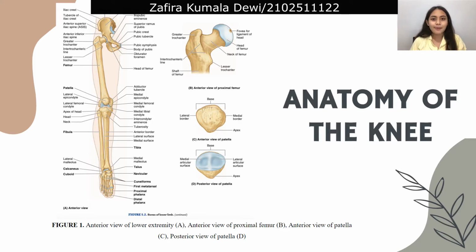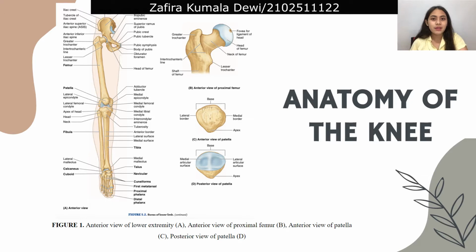Next, patella. Patella or kneecap is a triangular shaped bone, or it is usually referred to as a sesamoid bone. As you can see in the PowerPoint figure 1C, it shows the anterior view of the patella. This shows that the patella is a triangular shaped bone.